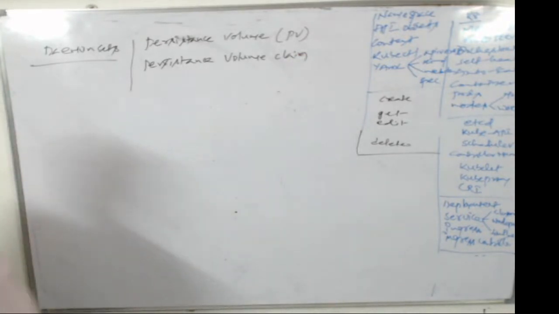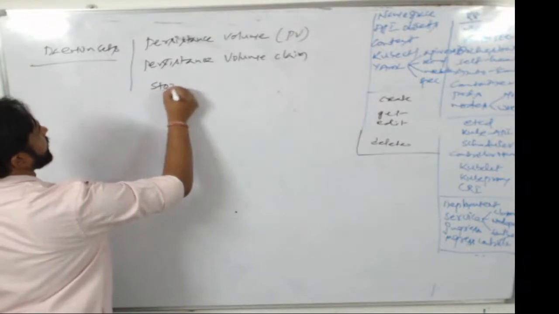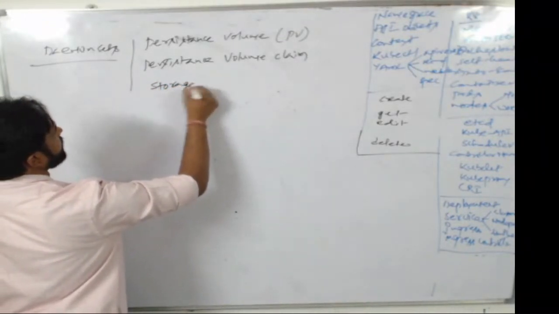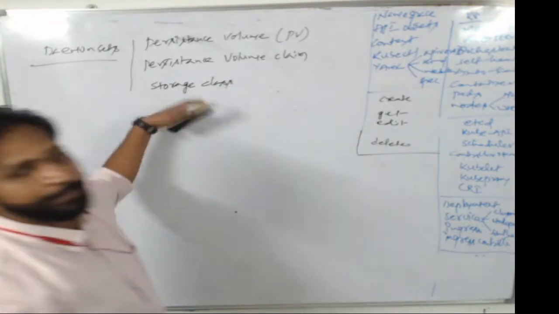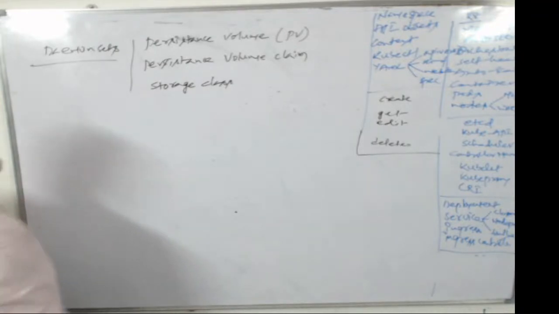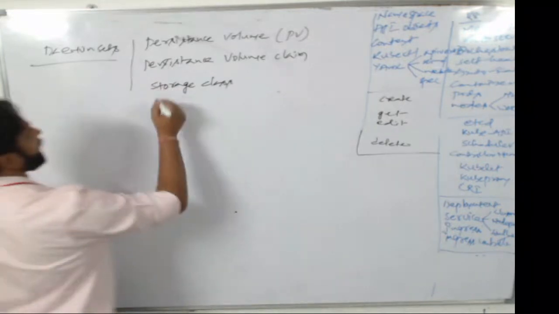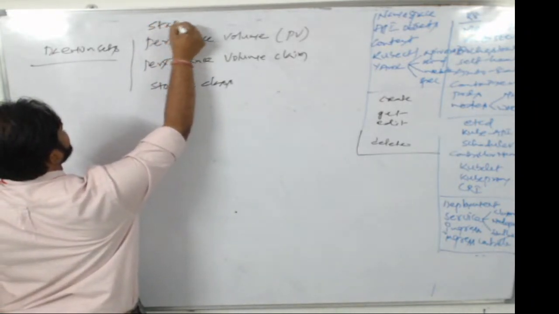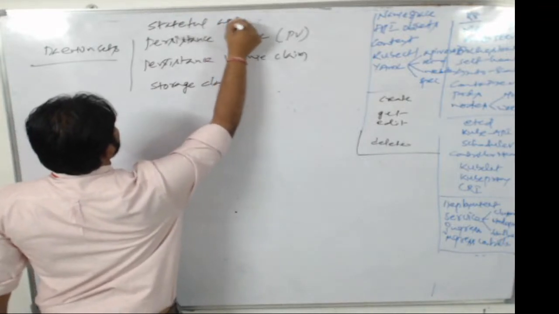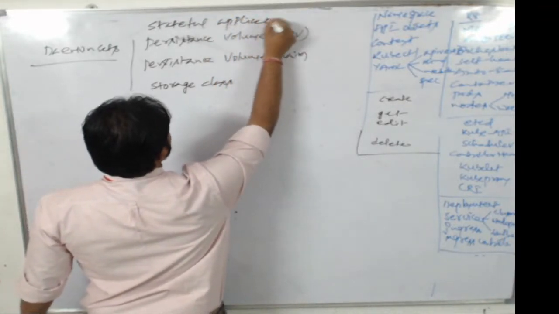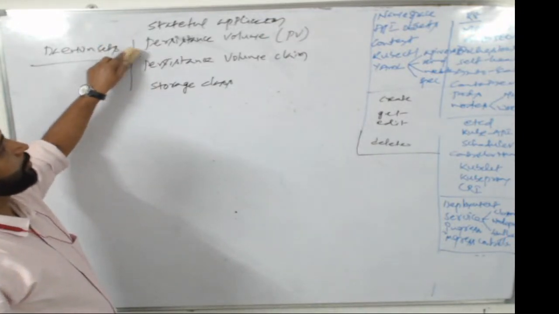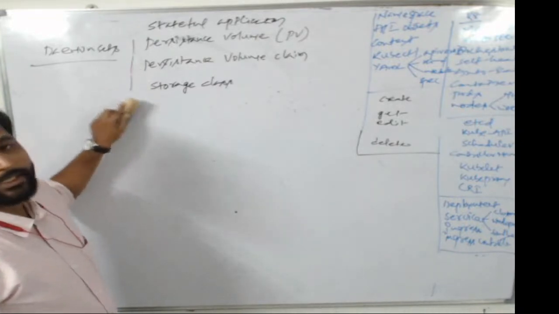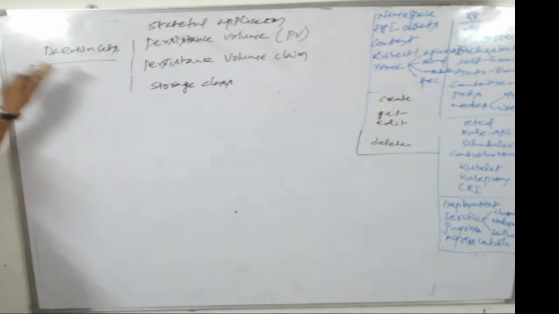All right. Then storage class. I'm introducing all these words. We keep repeating these words again and again. Storage class, stateful set or stateful application. So you have stateful application, persistent volume claim, storage class. Before that, daemon sets.